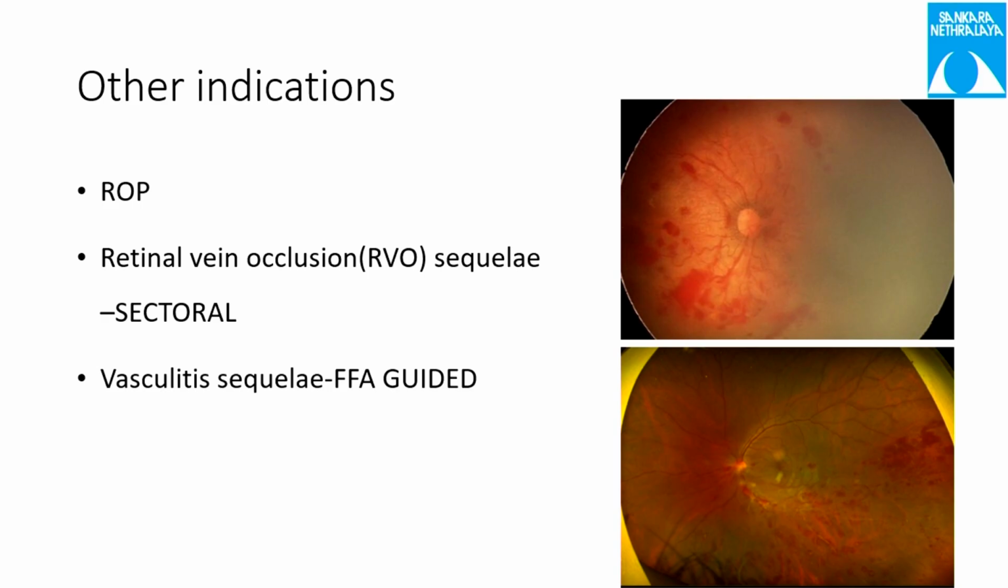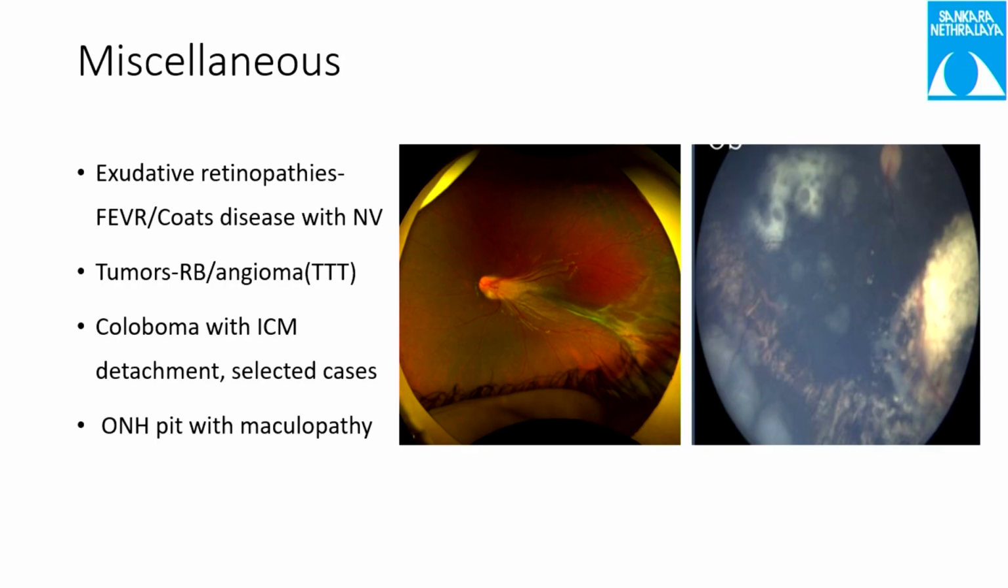This is a patient with vasculitic BRVO. Miscellaneous conditions include your exudative retinopathies in the form of FEVR and Coats with neovascularization. This is a patient with FEVR. This is a patient with FEVR and Coats. It is showing there was a peripheral neovascularization in this case who underwent laser. And of course, we do lasers in patients with retinoblastoma, especially the small to medium-sized tumors.